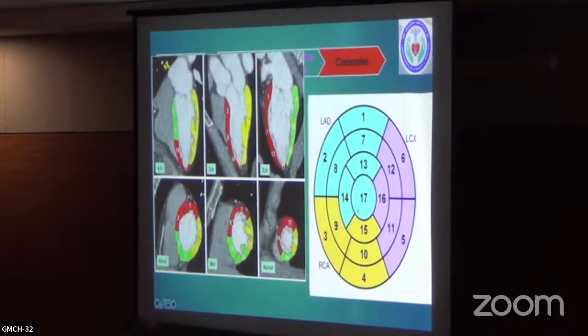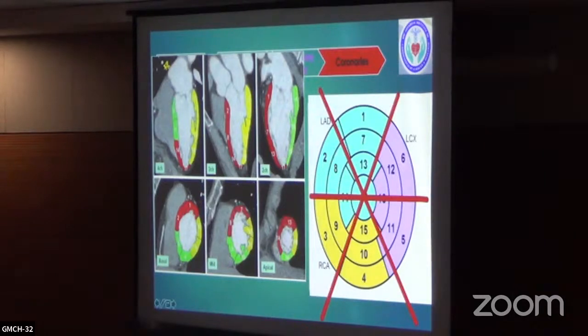Now why is it important? Again, I come back to this diagram and I told you how to divide it. Just draw an X and then draw this line in between. And now the LAD supplies the anterior and the anteroseptal segments. The RCA supplies the inferoseptal and the inferior segments, and the LCX supplies the lateral segments. That's why it's important to know this.